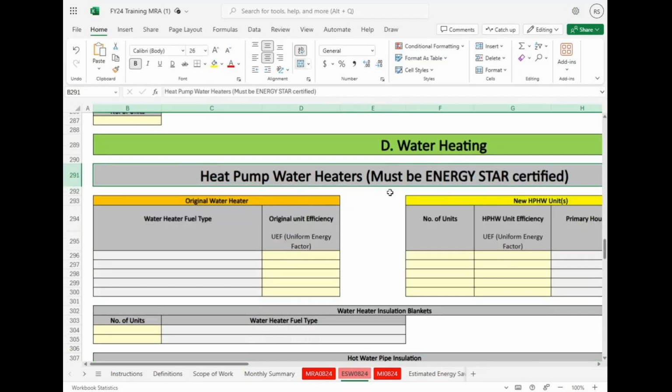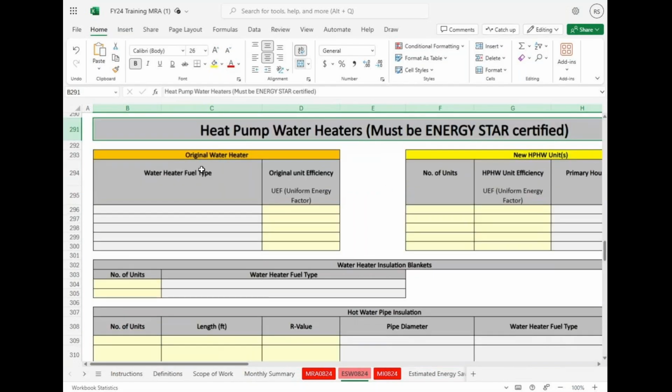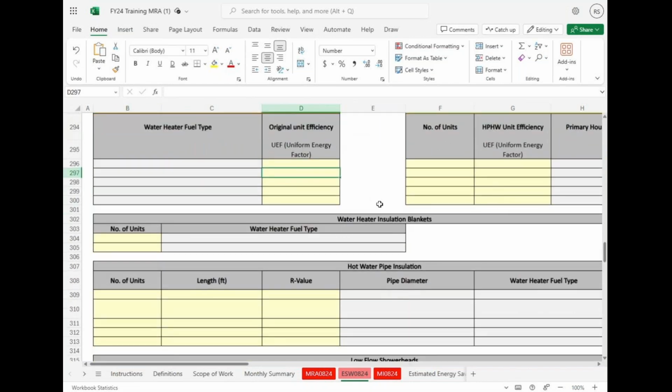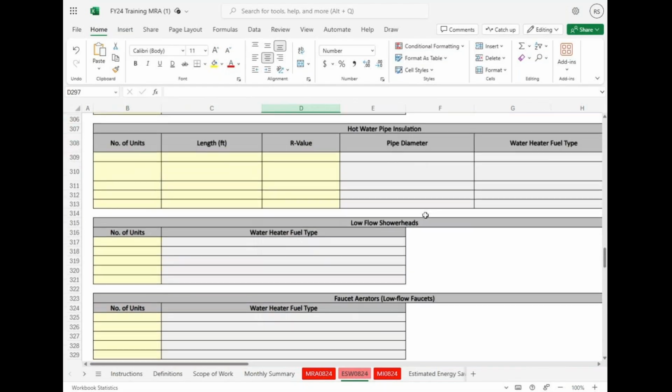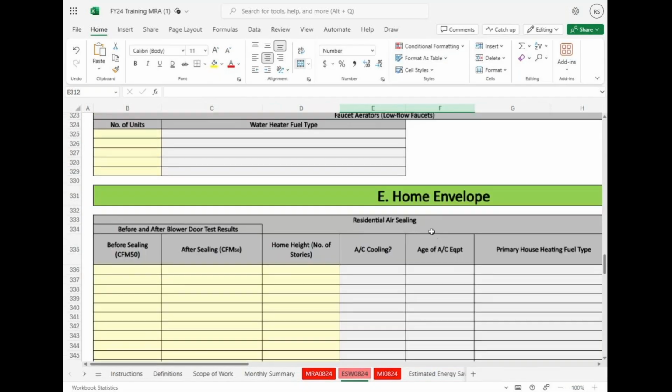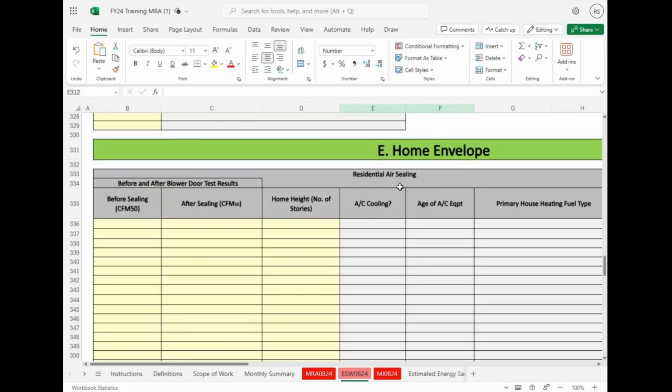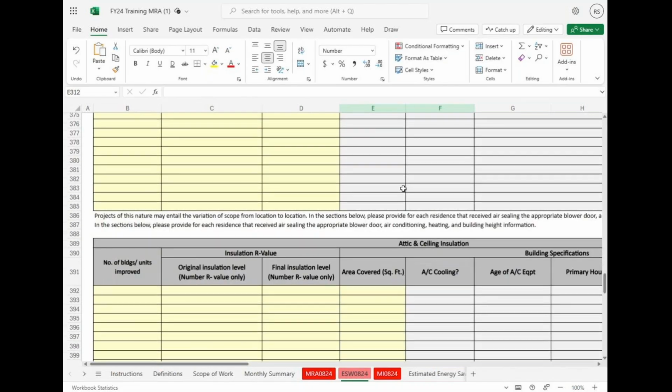Then finally, we get to heat pump water heaters, like HVAC inputs, original, new. We do ask for energy factor and uniform energy factor on the new and existing units. Then we have the hot water pipe insulation, shower heads, aerators, all that. Continuing down to home envelope.